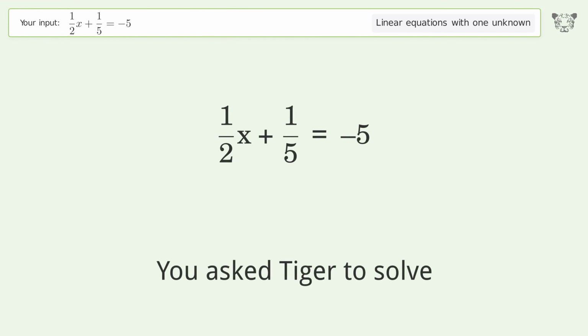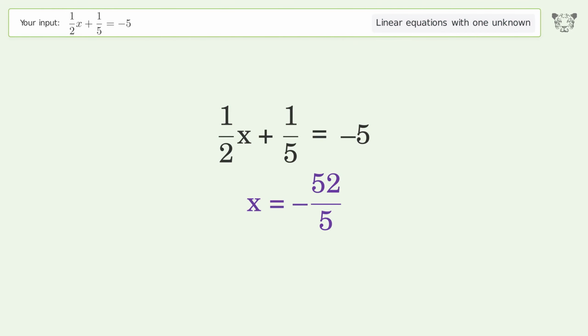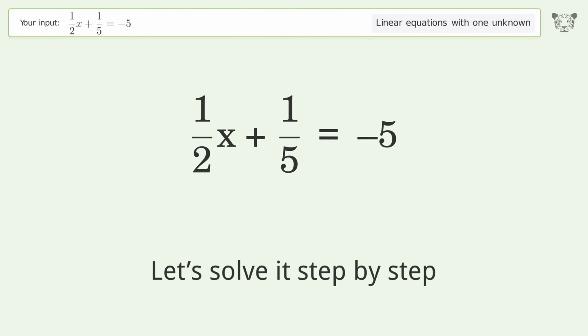You asked to solve this. It deals with linear equations with one unknown. The final result is x equals -52/5. Let's solve it step by step.